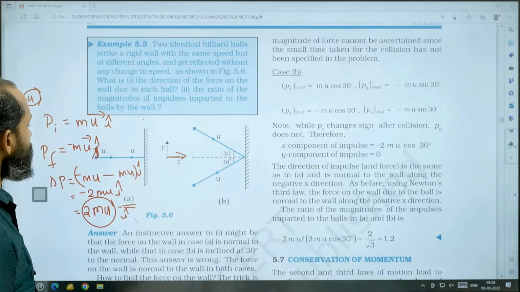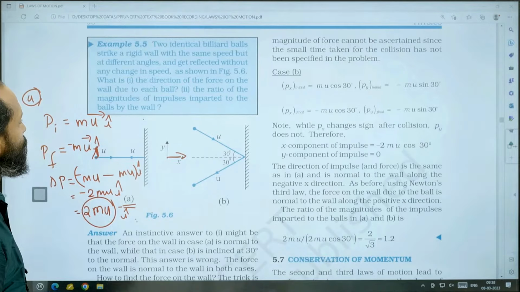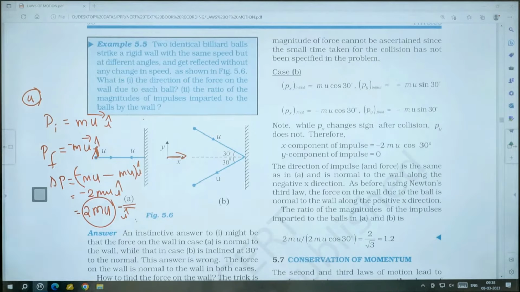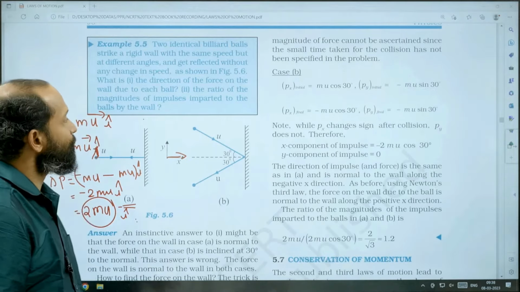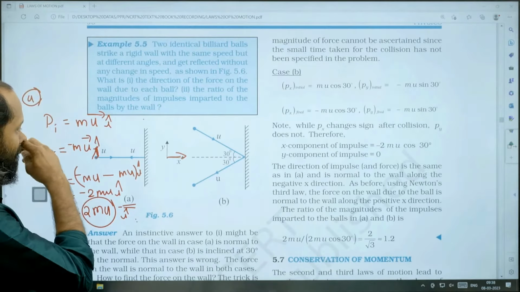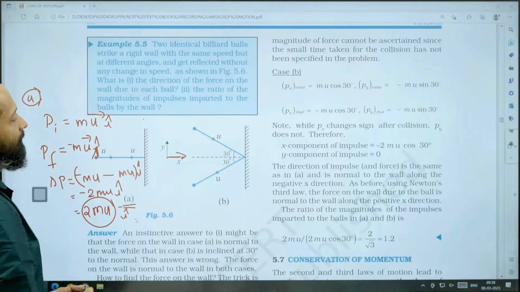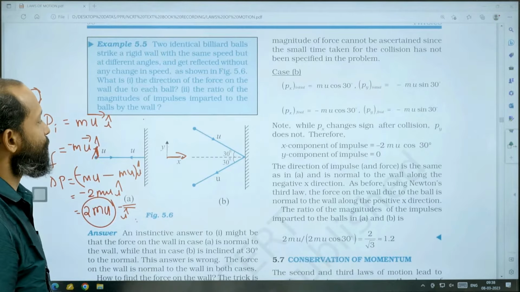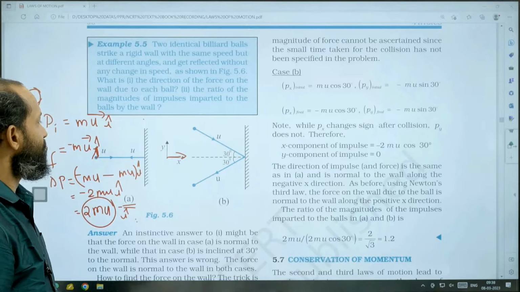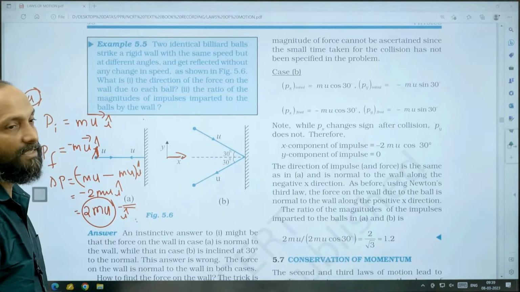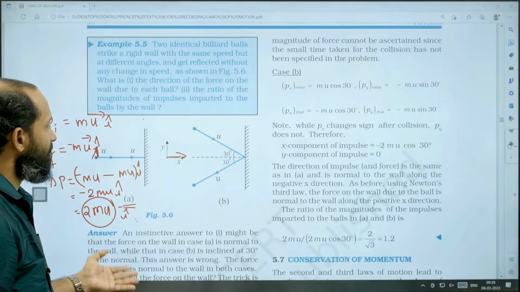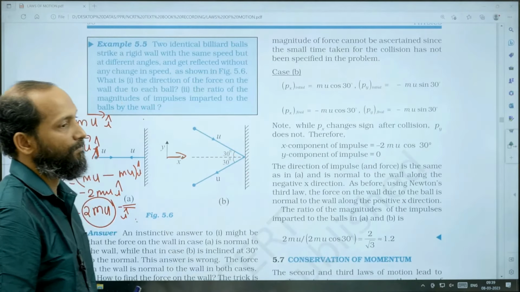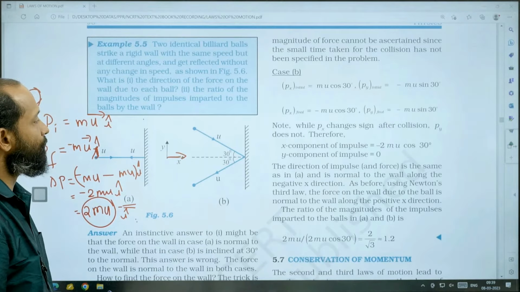Now, the ratio of magnitudes of impulses imparted by the wall. Impulse is equal to change in momentum. In these two cases, we can compare the change in momentum ratios, the impulse ratio. In the first case, as the change in momentum is greater, the impulse will be greater. Here, the ball is falling inclined, so the impulse will be less, the effect of force is less.